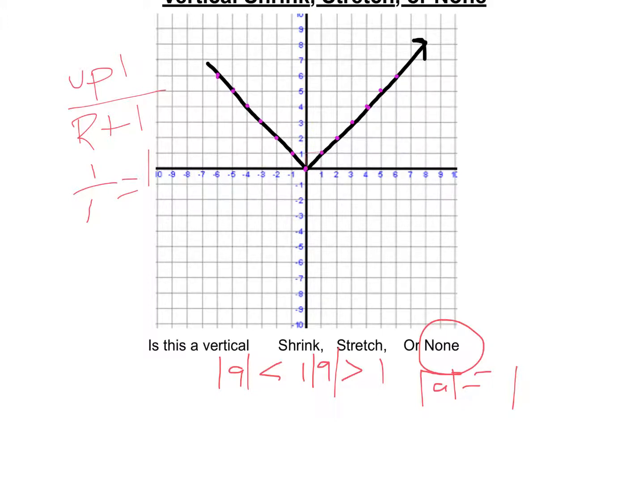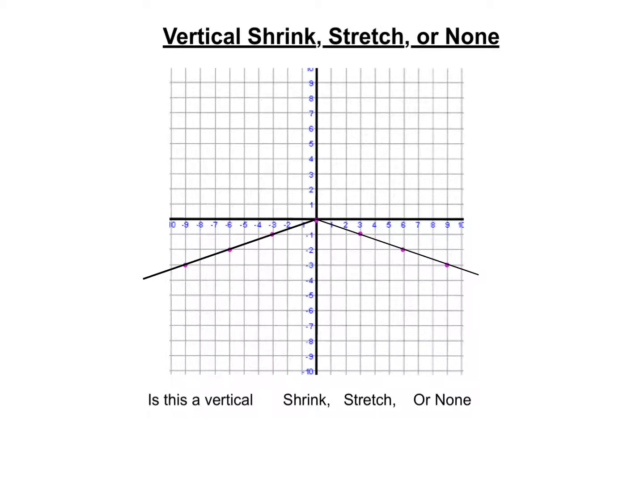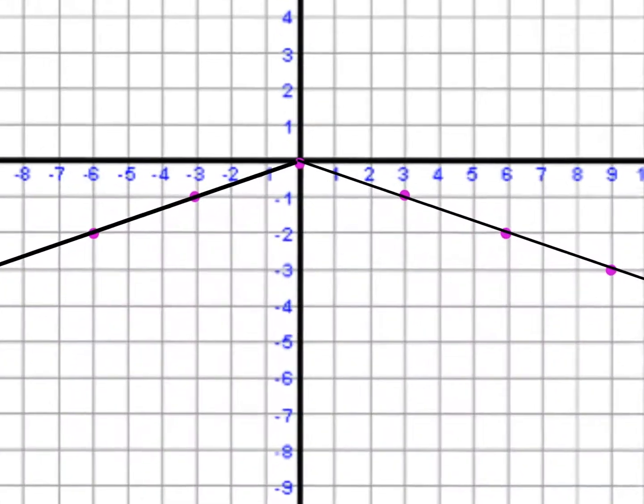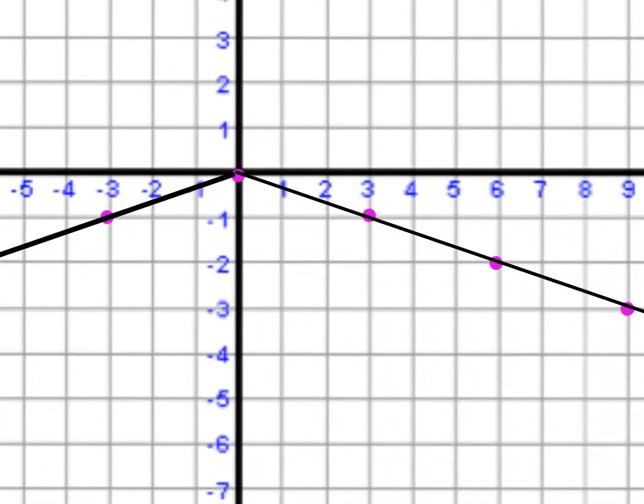Okay, let's look at the next one. All right, so we've got a different graph. Now notice this is going in the negative direction. So the first thing I still have to do is get the slope. So I'm going to go down 1, so minus 1. I'm then going to go to the right 1, 2, 3.